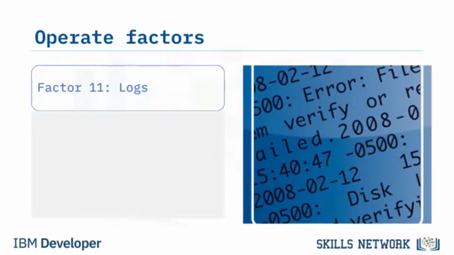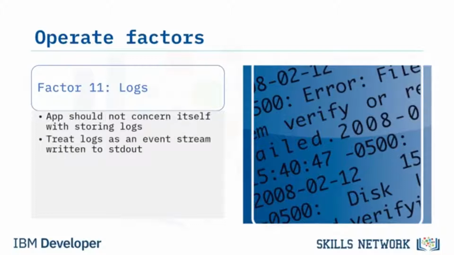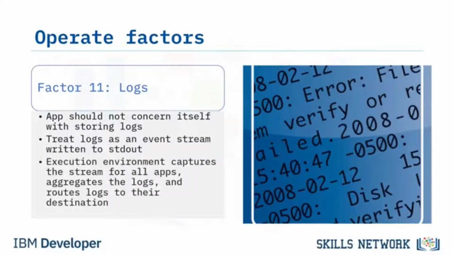Factor 11 dictates how to handle logs. Logs give visibility into application performance. An app should not concern itself with storing logs. Rather, an application environment should handle logs as a stream of events that are written to standard out. The execution environment can capture the log streams for all running apps, aggregate the log streams, and route the log streams to their destination. This action is especially helpful when the destination is a log analysis tool.